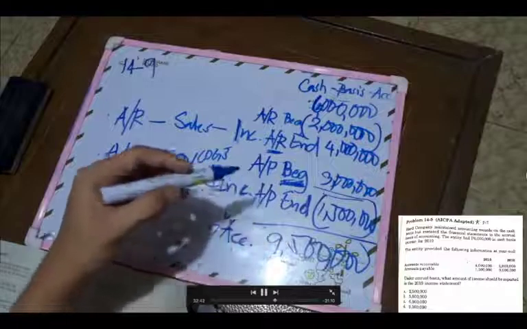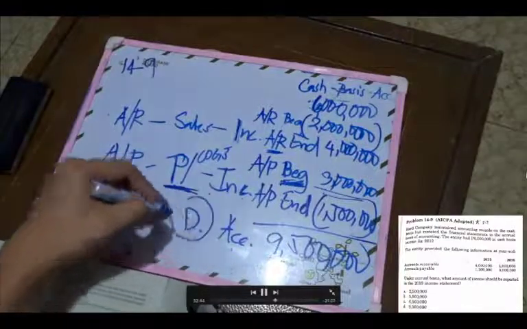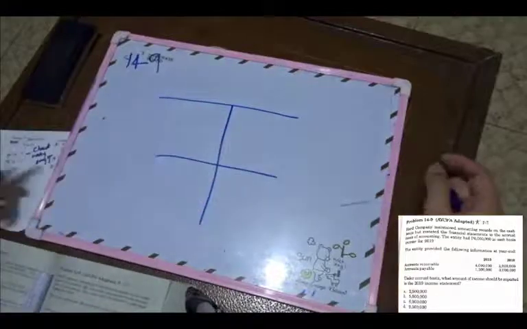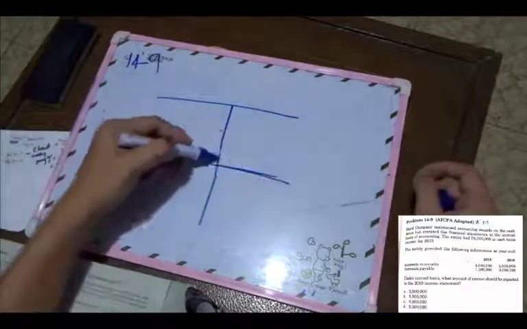And that is letter D. So here's an easier way in computing 14-9. This will bridge the second classification to the third classification.